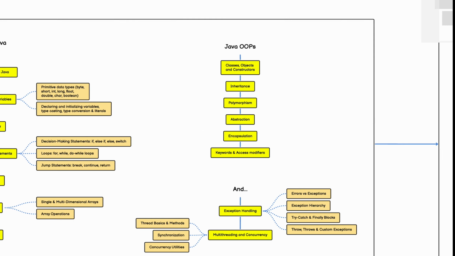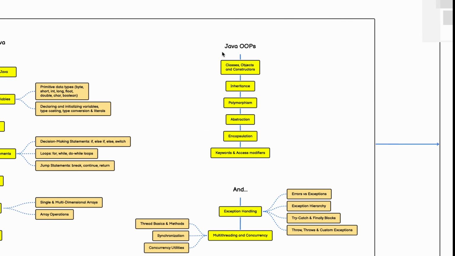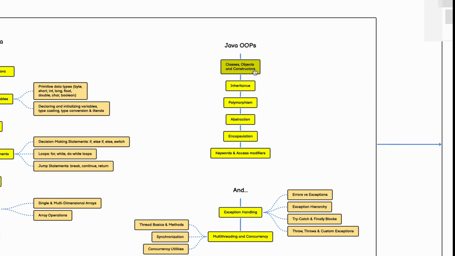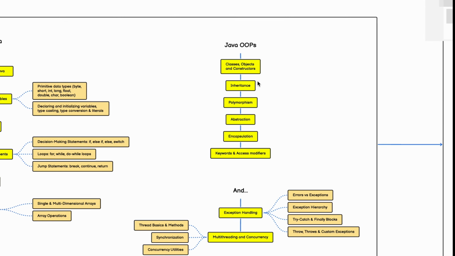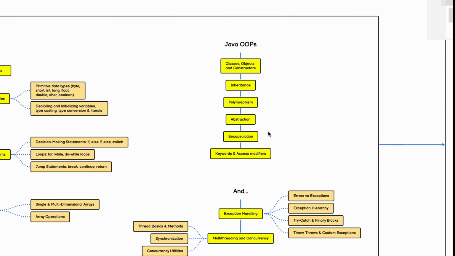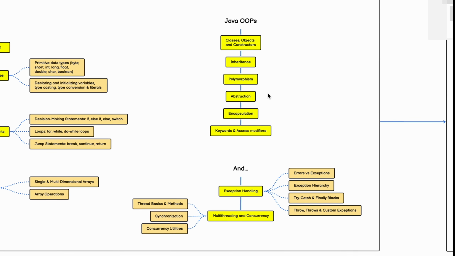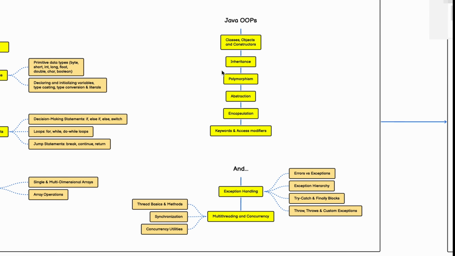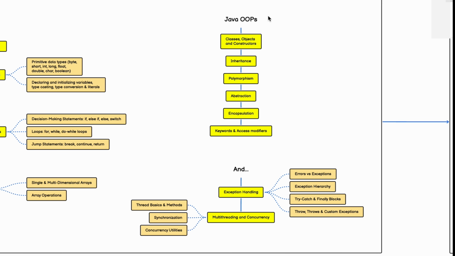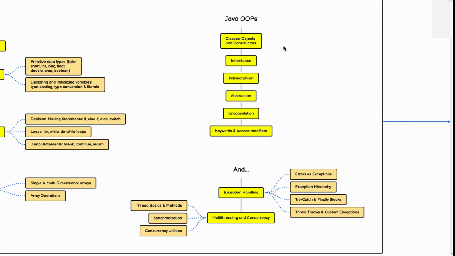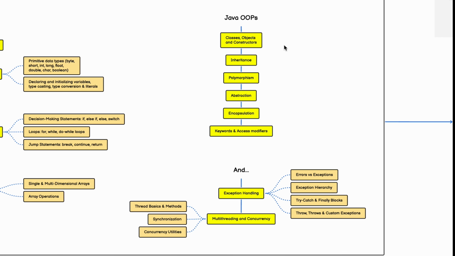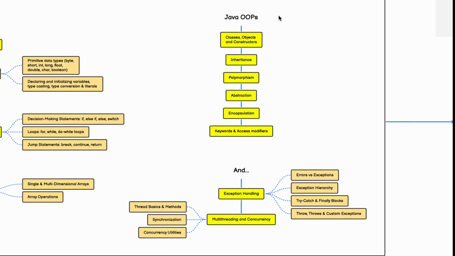Okay, once the basics are done, you can move to the OOPs part, where you will be studying classes, objects and constructors, and then the four pillars of OOPs: inheritance, polymorphism, abstraction and encapsulation. So wherever you are studying from, you should have a very good understanding of OOPs, because from my experience, if you are giving an interview in Java, there will be more than 50% questions just from the OOPs part.